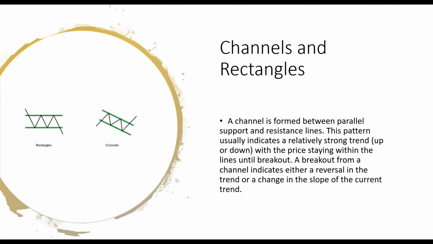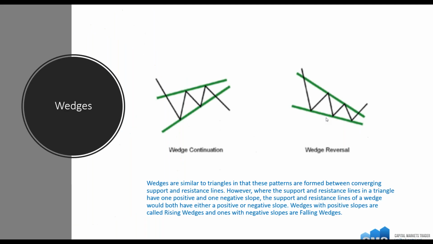So we have, as I mentioned, channels and rectangles. We have triangles, ascending and descending triangles. We also have wedges, wedge continuations, and wedge reversals. Wedges are similar to triangles in that these patterns are formed between converging support and resistance lines.